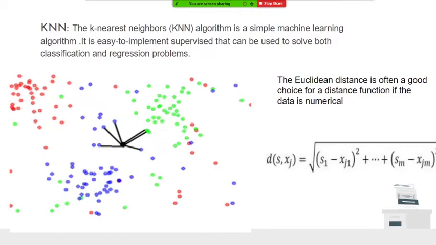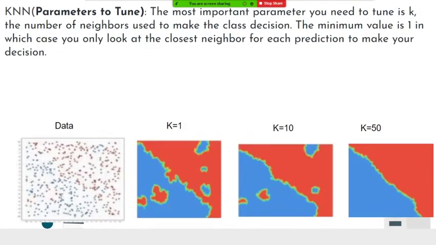for this calculation. And we see that if we increase our n value, the separation is so much, and this is the most important parameter we need to tune, K, the number of neighbors used to make this classification. The minimum value is one, in which case we only take the closest neighbor for each prediction to make our decision.